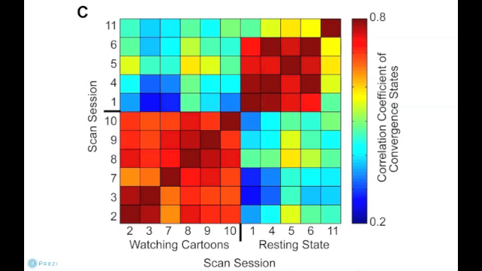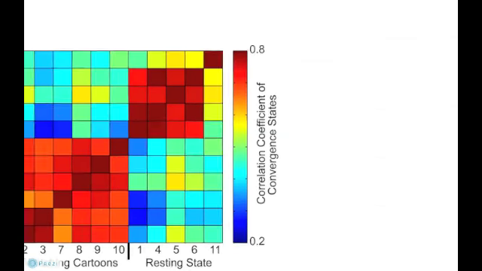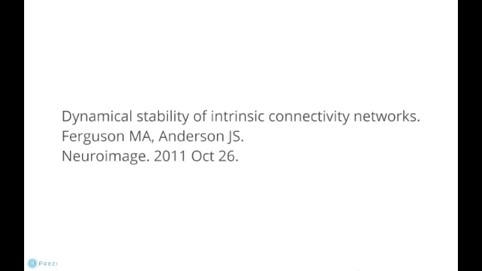This raises great questions about whether we might be able to ultimately apply this for some type of diagnostic criteria, or whether this can give us information at the single subject level, which is, again, where it becomes really relevant clinically. For more information about the methods that we used in this paper, please refer to the NeuroImage publication entitled Dynamical Stability of Intrinsic Connectivity Networks.